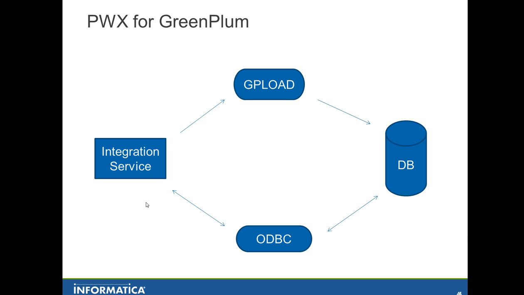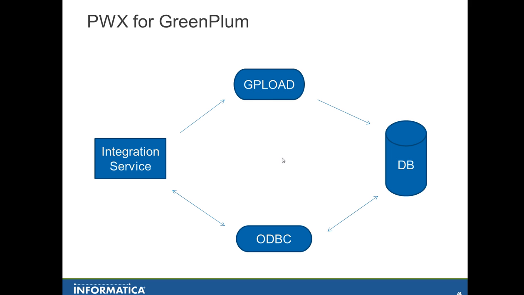PowerExchange for GreenPlum integrates Informatica's Power Center with GreenPlum database by leveraging the bulk loading capabilities of the GreenPlum database gpload utility. The integration service invokes the gpload utility to load data into GreenPlum targets. GreenPlum targets represent the tables in GreenPlum database system.